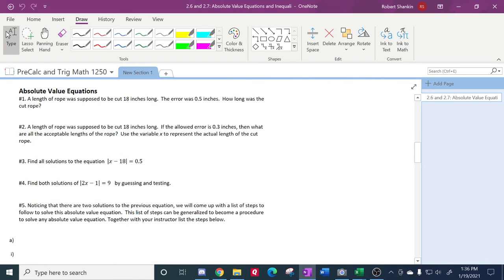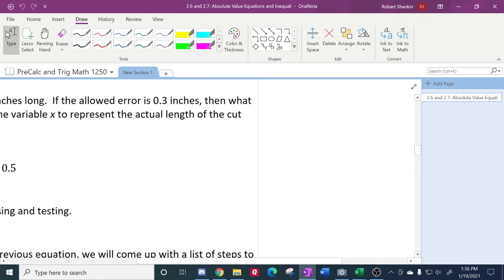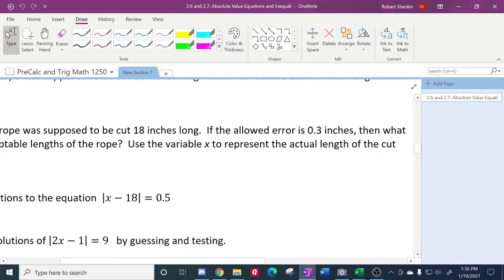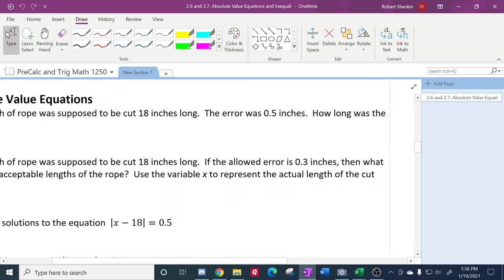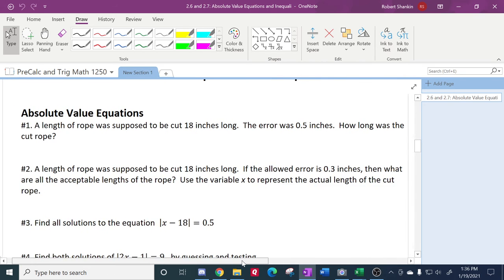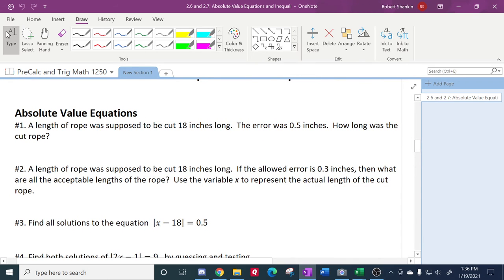And number 1, a length of rope was supposed to be cut. Let me zoom in a bit. 16 inches long. The error was 0.5 inches. How long was the cut rope?